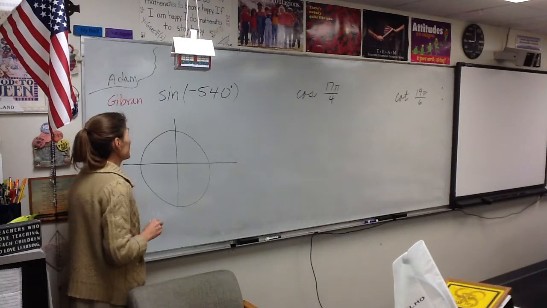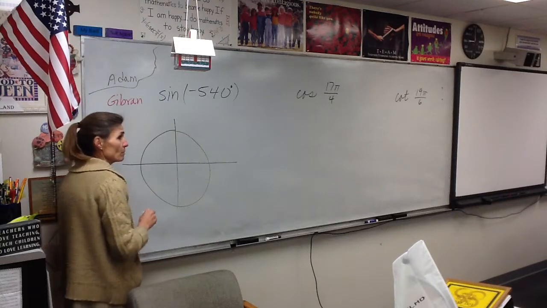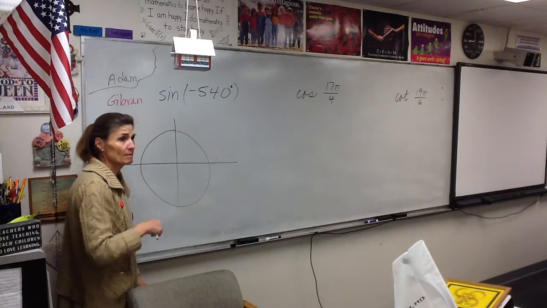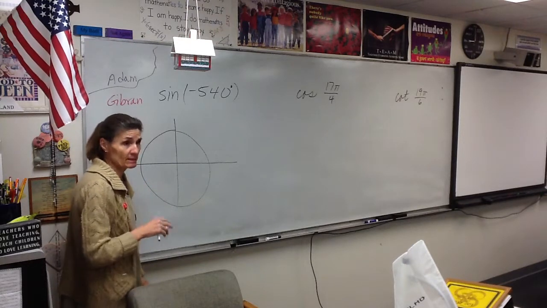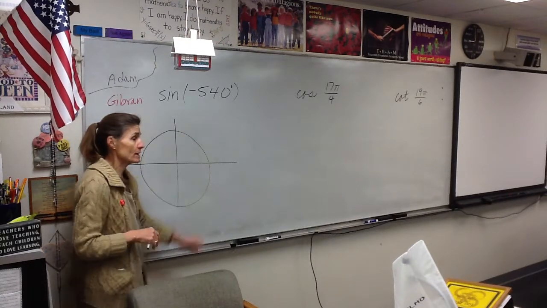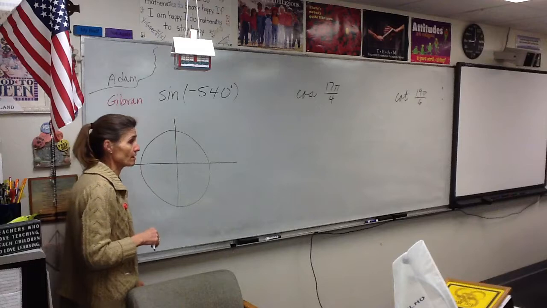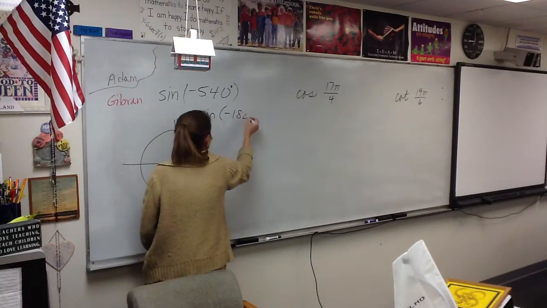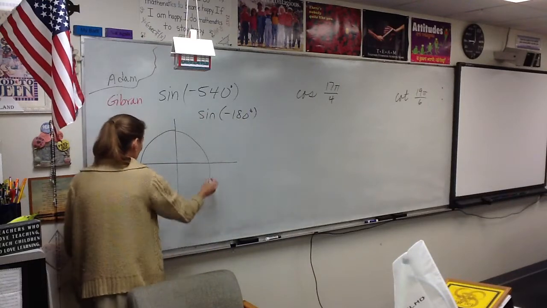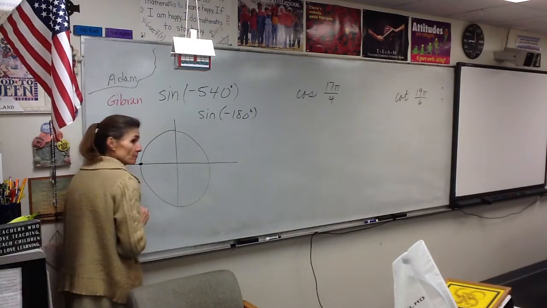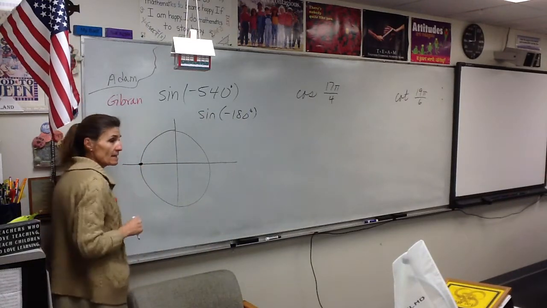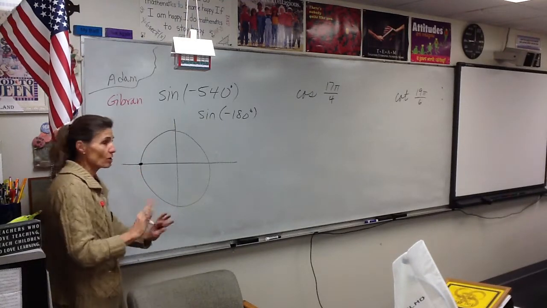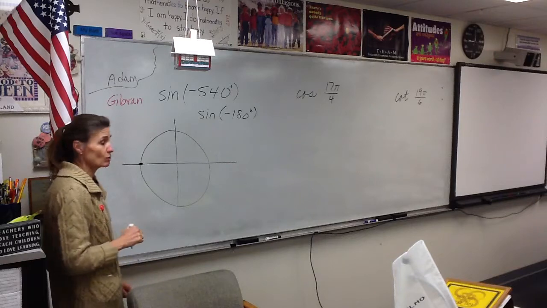So let's get rid of that extra revolution, and we do that by adding or subtracting 360, right? If we get rid of that extra revolution, that would be the same as the sine of negative 180. Now we know where 180 is. It is on the axis. When it's on the axis, we do not need to draw a triangle.